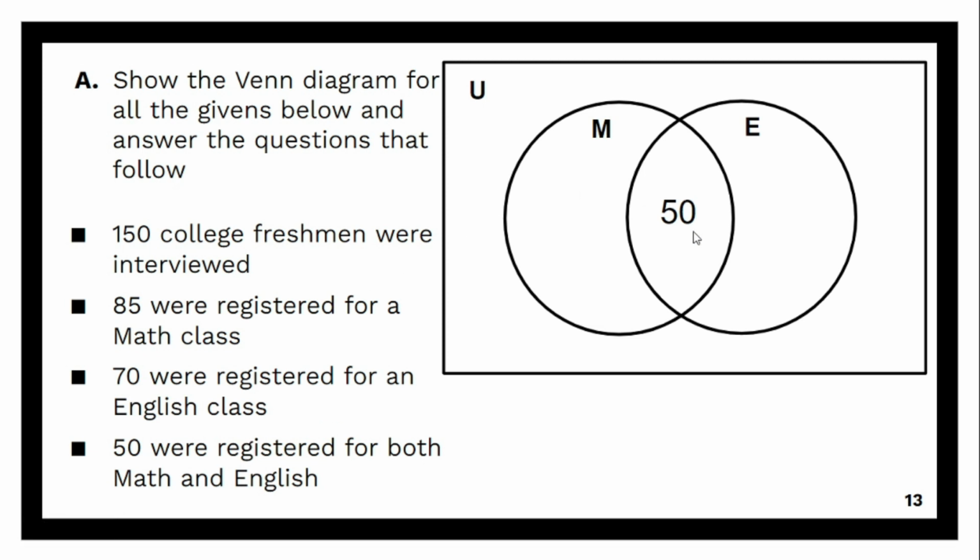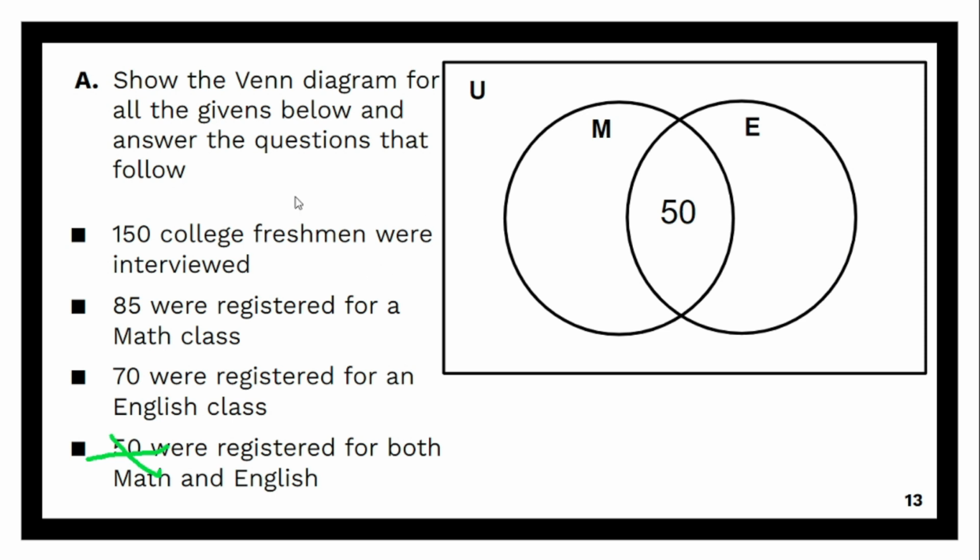So, we have 50 there sa intersection nila. Bakit po, teacher? Kasi sabi dito, 50 daw yung nag-register for the math and English. Pareho silang nag-register sa dalawang subject. Okay? Again, nag-register sila sa parehong subject. So, we have there 50. And then next, so we're done with this.